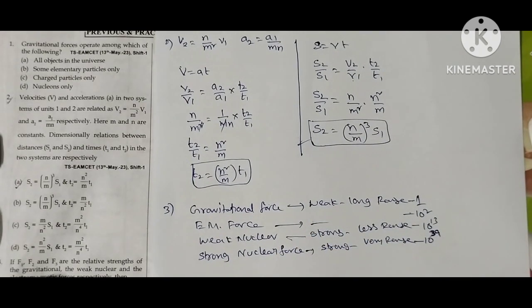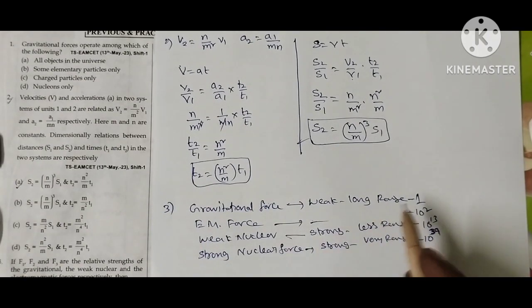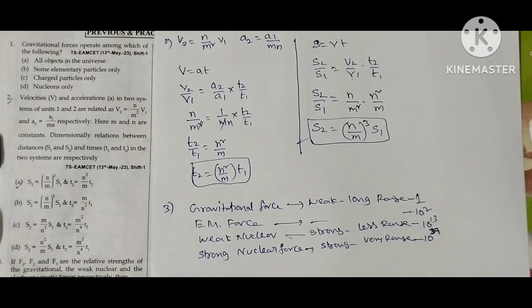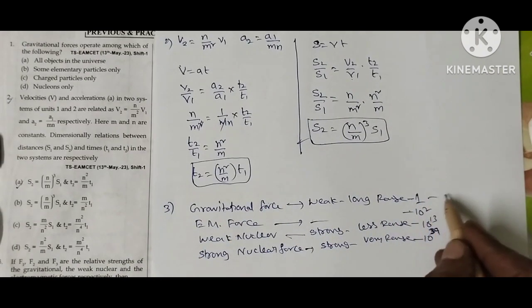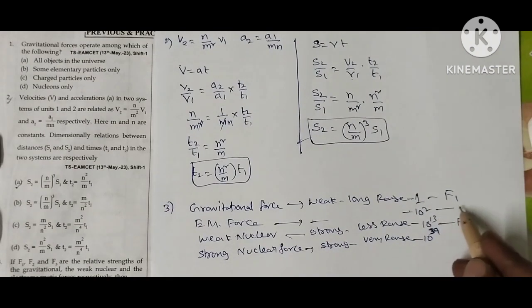In the question they gave the relative strengths of the gravitational, weak nuclear and electromagnetic forces. From this, the answer: F1 stands for gravitational force, F2 is weak nuclear force, and F3 is electromagnetic force. You had better check the order they gave.